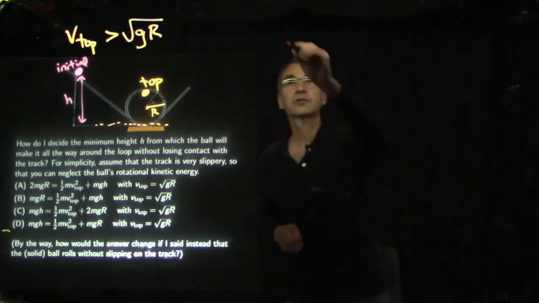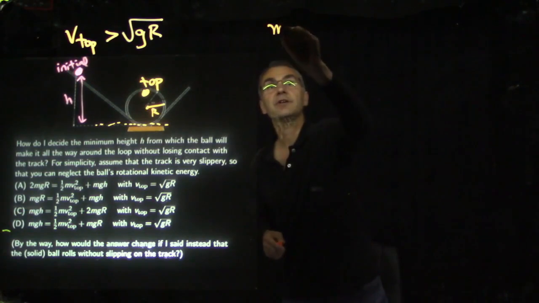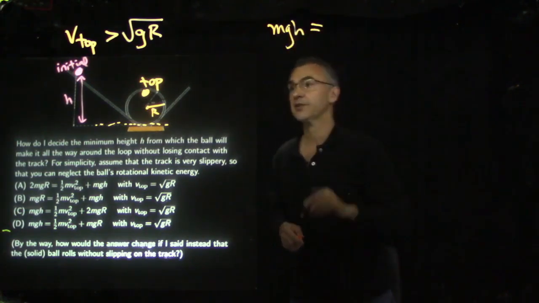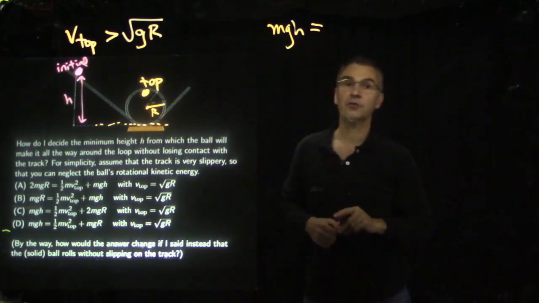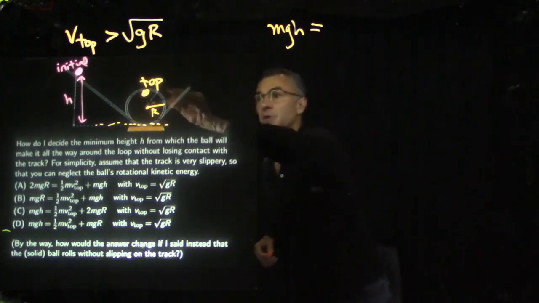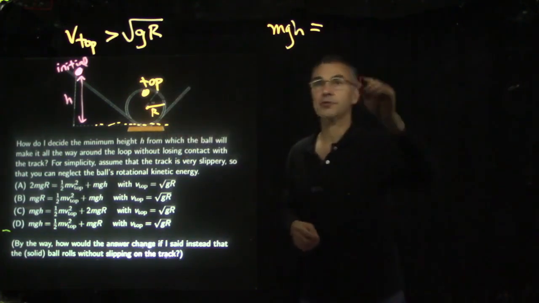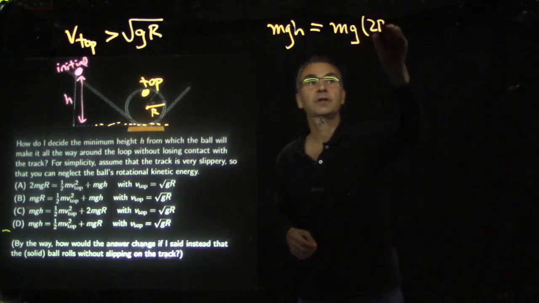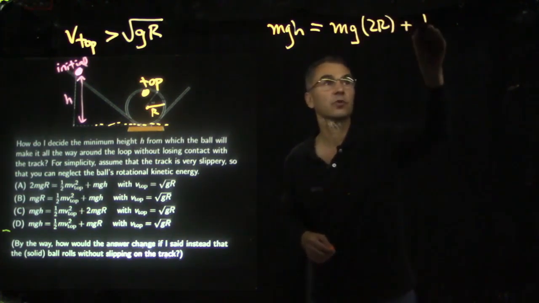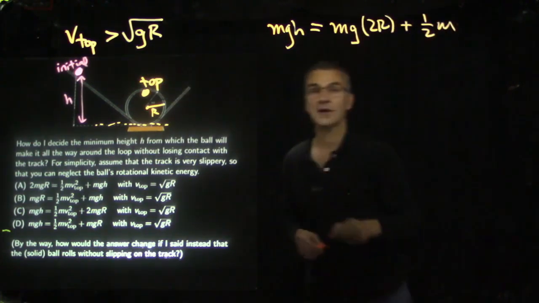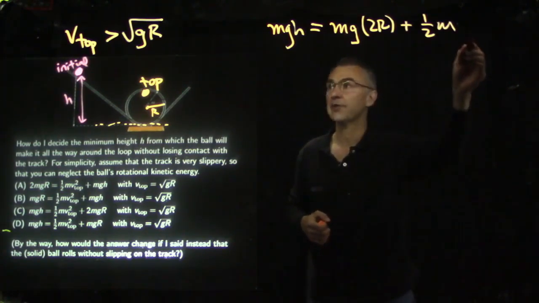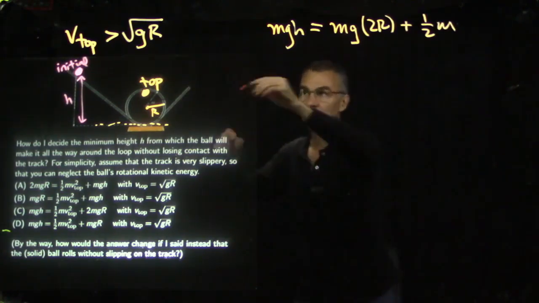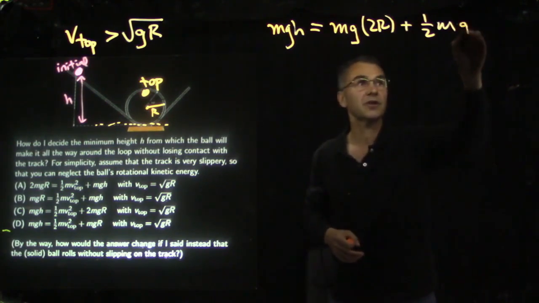So our initial energy when we're at rest at the top is mgh. That's all gravitational potential energy. And then at this critical point, where we care about having a speed of at least the square root of gr, where are we? We're 2r above the bottom of the loop, so that's mg2r. And then we have some kinetic energy, 1/2 m v top squared. The minimum possible kinetic energy is 1/2 m v top squared, with v top equal to the square root of gr. So v top squared is gr.